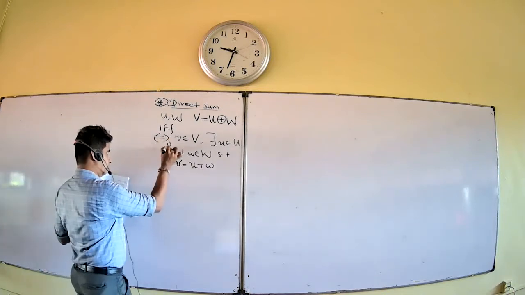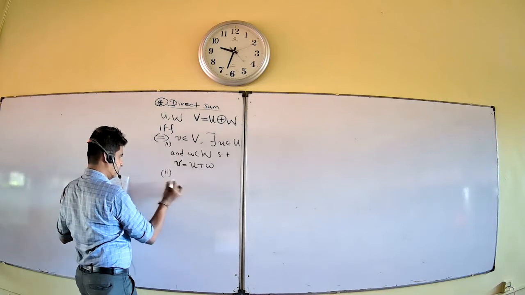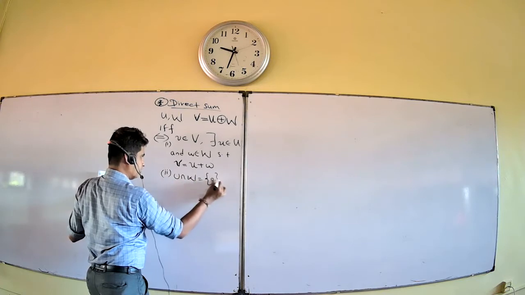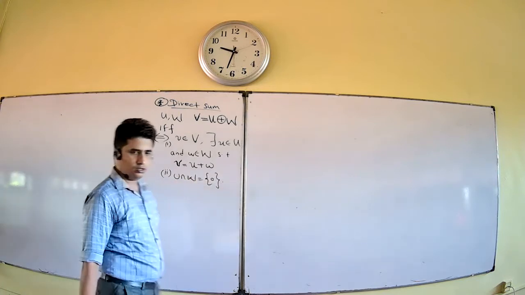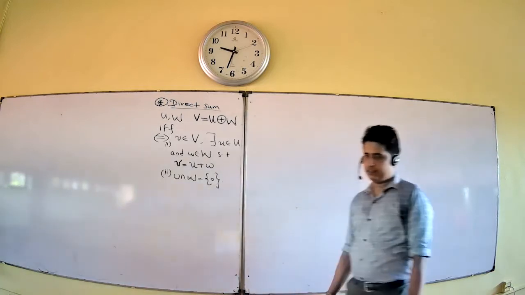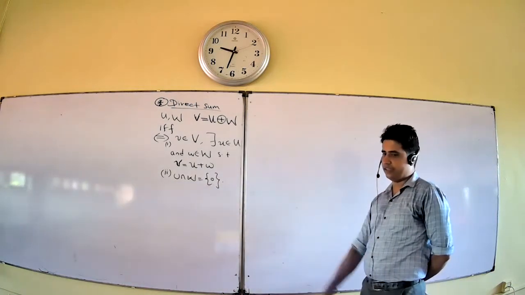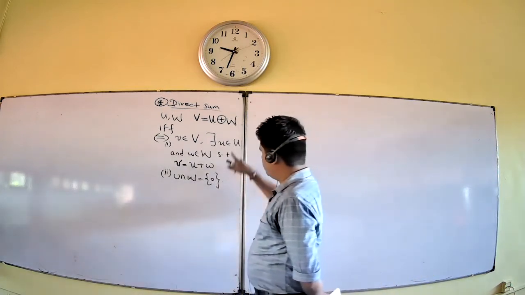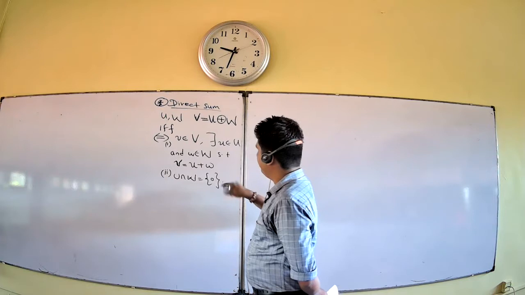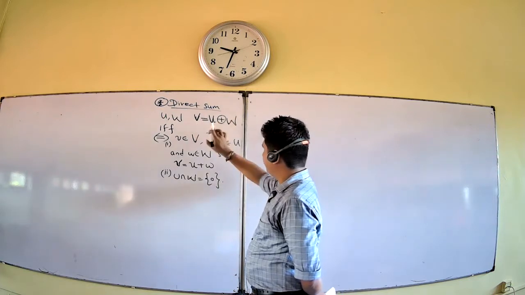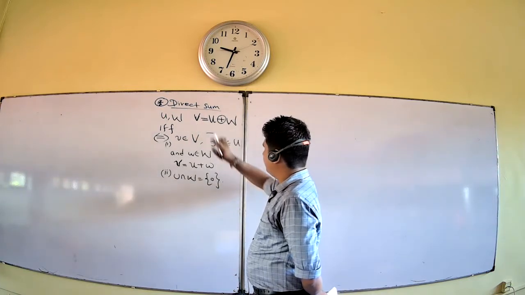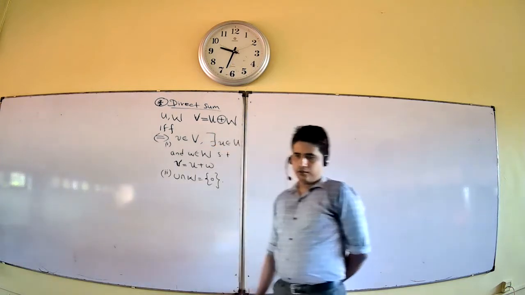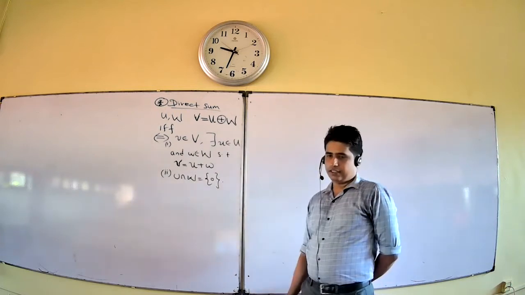This is the first condition. Second condition: U intersection W is the singleton 0, right? Only the 0 value exists. Then if the two conditions are satisfied, we can say that V equals the direct sum of U and W. So it is very important. It is called a direct sum.